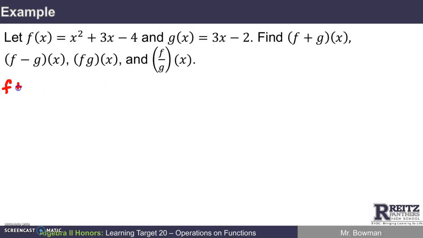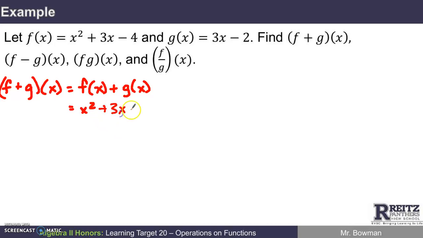So to find f plus g of x, all I need to do is take f of x and g of x and add them together. F of x is x squared plus 3x minus 4, and I'll add to that g of x, 3x minus 2.